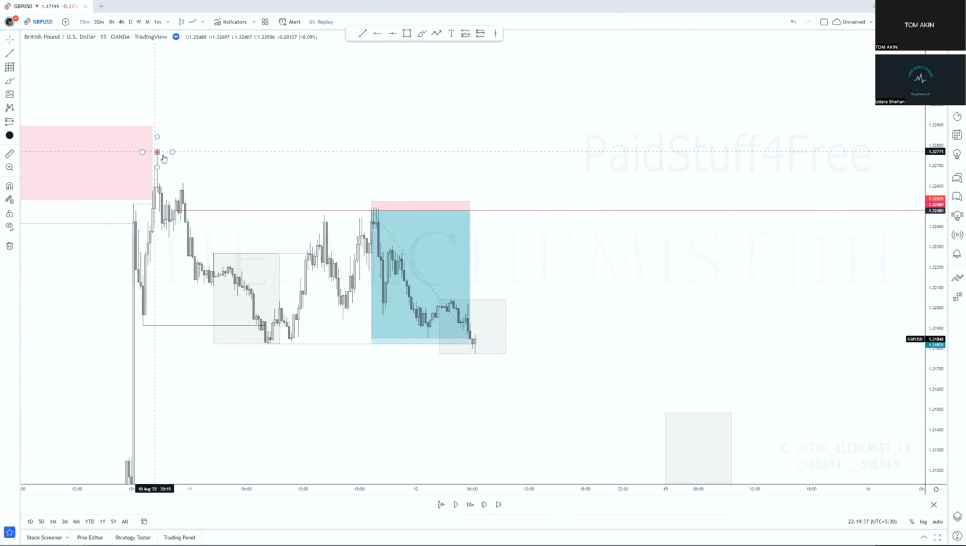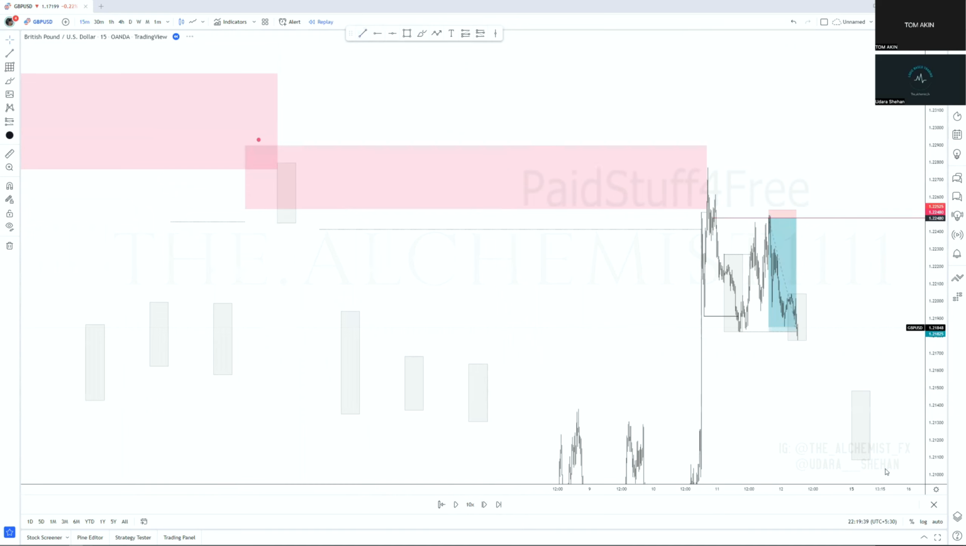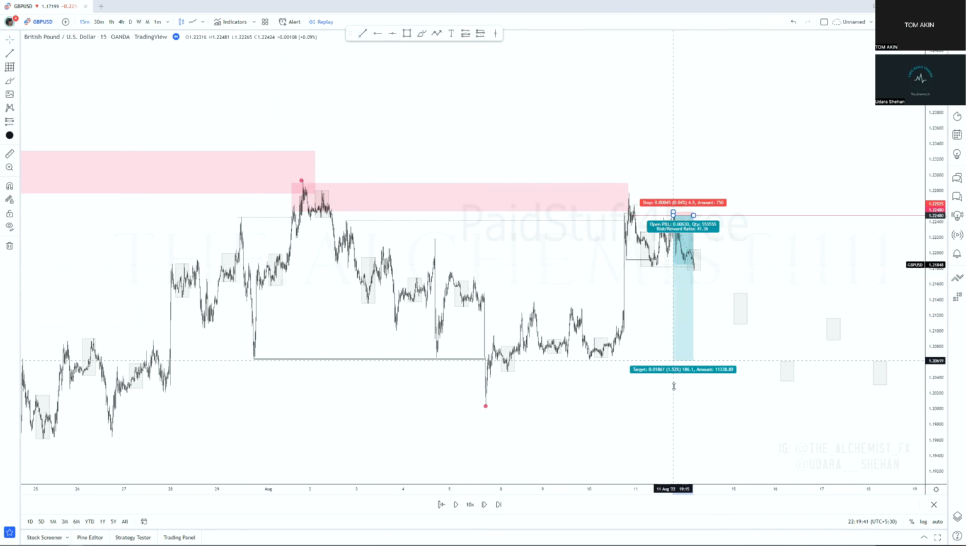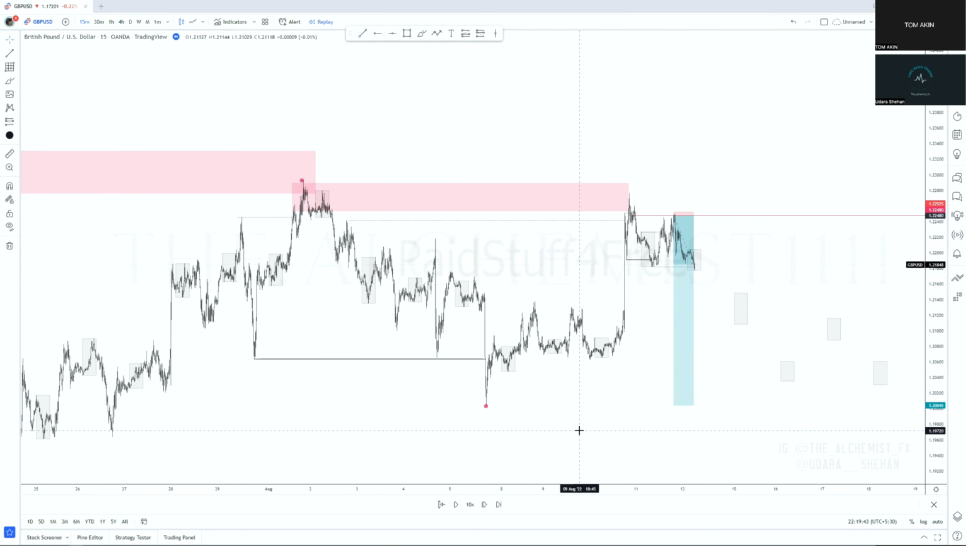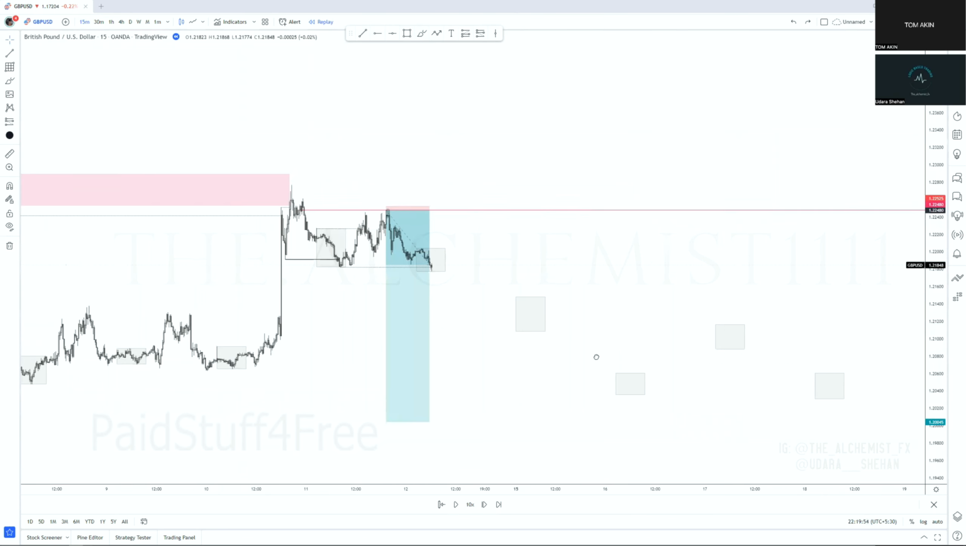You're only taking partials. Why? Then you leave a runner all the way down into this low. Why are we doing that? Major break of structure, bearish, counter trend bearish, expansion of this range. Can you understand that? Okay, so that is what we're doing. Same exact thing.